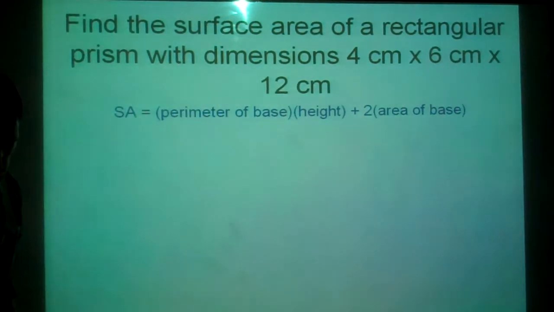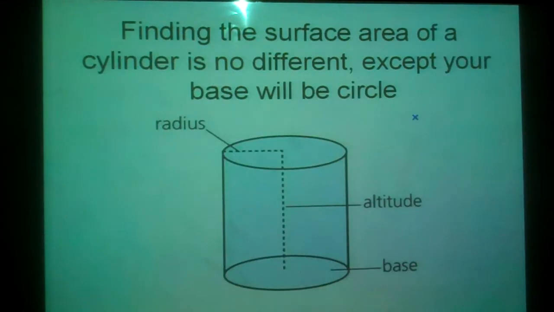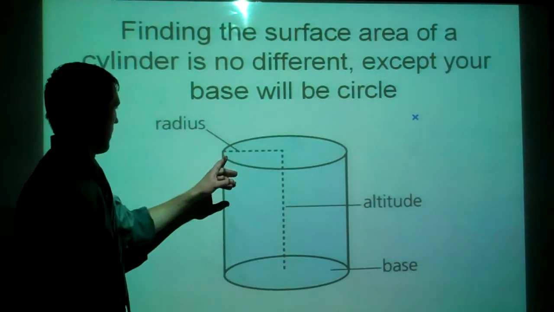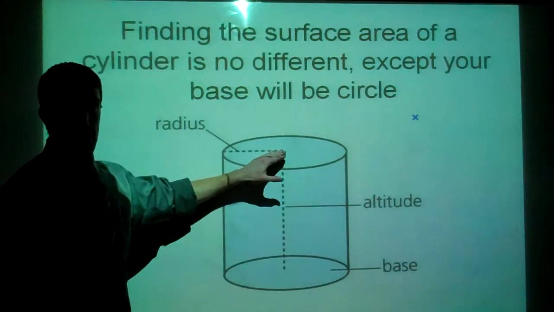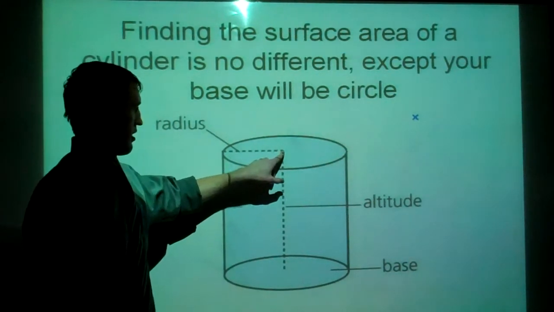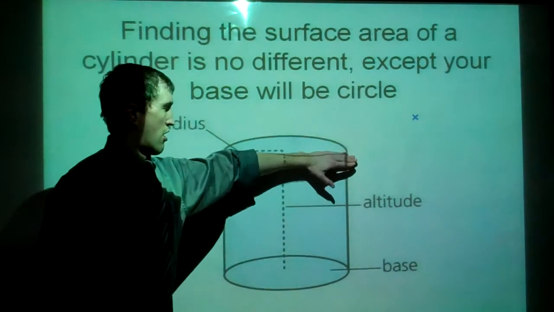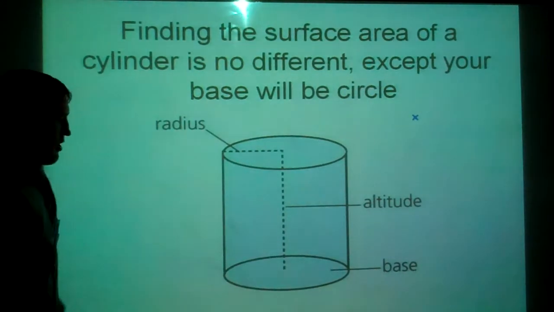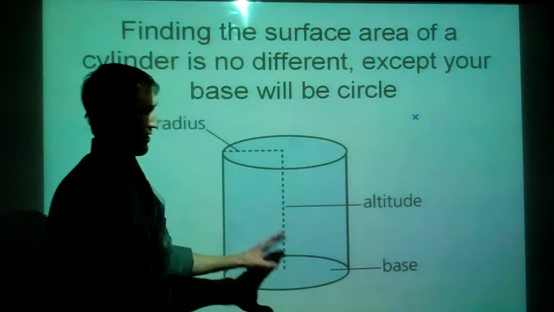One of the newer things we're going to talk about is using this for a cylinder. So finding the surface area of a cylinder is no different than what we've been doing, except our base is always going to be a circle. Okay, so our base is a circle, here and here. Radius, remember, is halfway across the center. So from an outer point through the center, and all the way across would be the diameter. So radius is half the diameter. Altitude is the same thing as height.